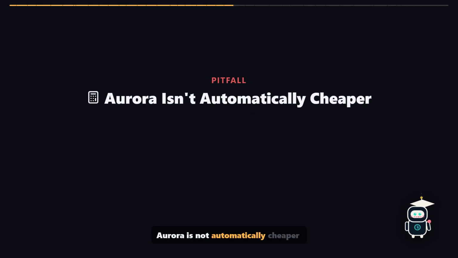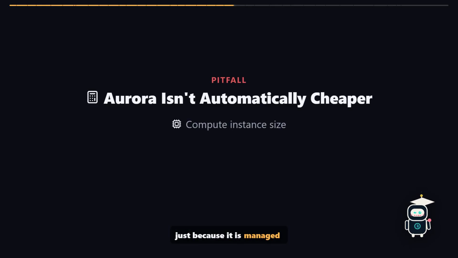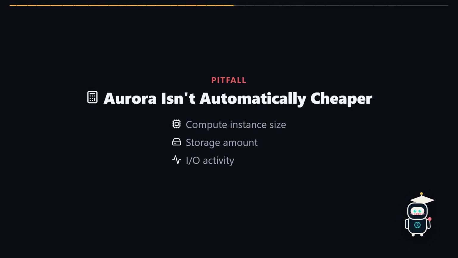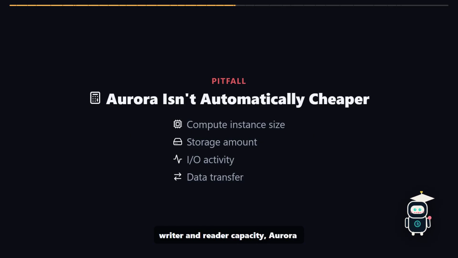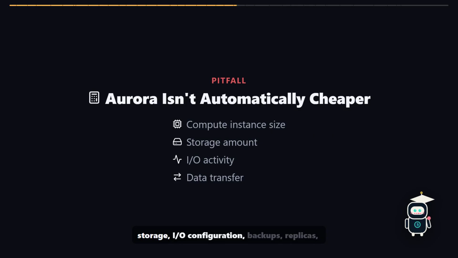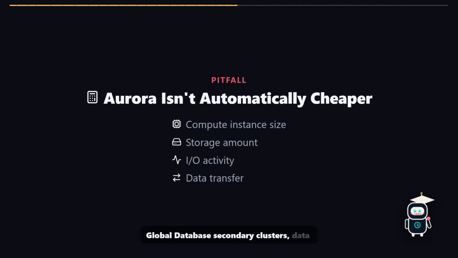Aurora is not automatically cheaper just because it is managed or because it can scale. Estimate the entire architecture. Consider writer and reader capacity, Aurora Serverless ACU use if applicable, storage, I/O configuration, backups, replicas, global database secondary clusters, data transfer, and related services such as RDS Proxy.